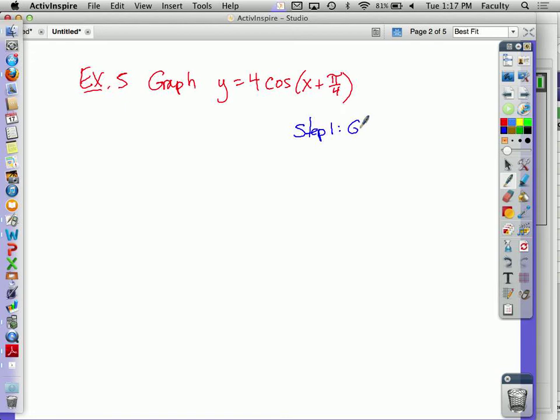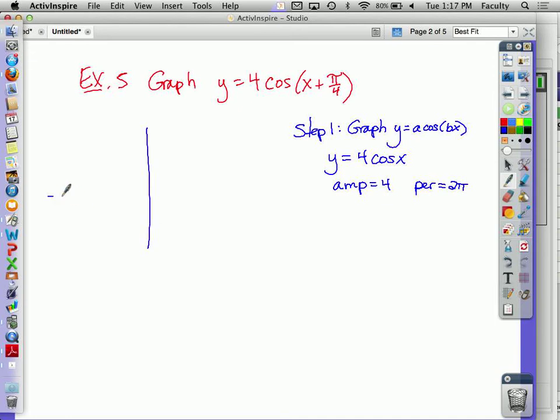Step 1 is you want to graph y equals a cosine the bx. Then you want to do the phase shift, the left-right, or the vertical shift, the up-down. Okay? So we're going to start with y equals 4 cosine x. I know my amplitude is 4, and the period is 2 pi. So I do this with two graphs. If you can handle one, that's terrific, and you can do it that way.